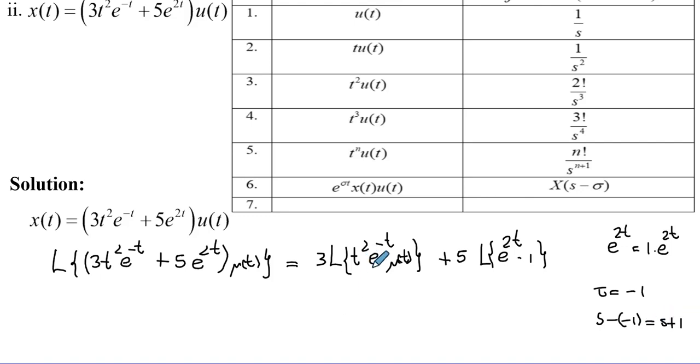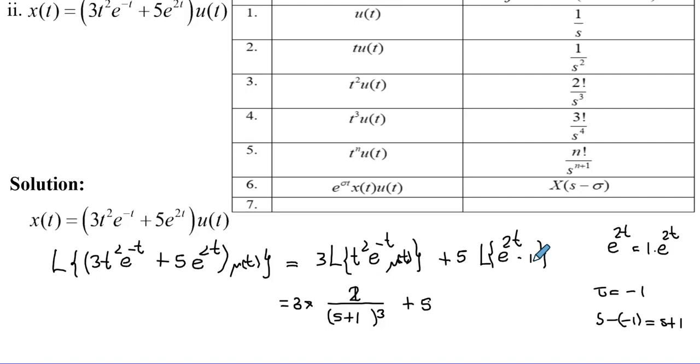So now we've got to look at the Laplace transform of t squared, which gives us 2 factorial over s cubed. So what we're going to have here is 3 multiplied by 1 over a cubed expression. Actually, this is a square, so we've got 2 factorial, which is 2. And then there's a minus 1 there. We get that as s plus 1 cubed. That will be the Laplace transform of this part here.